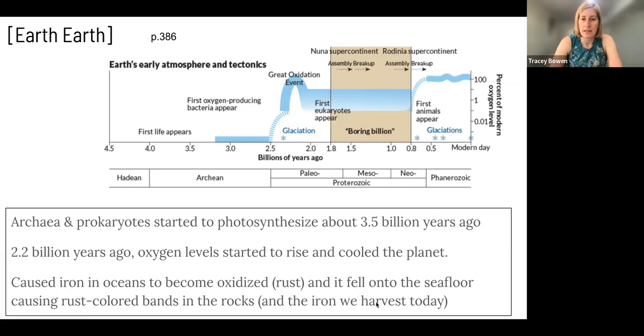So this is how we know that oxygen changed certain aspects of our planet, and then also how we're able to measure that.